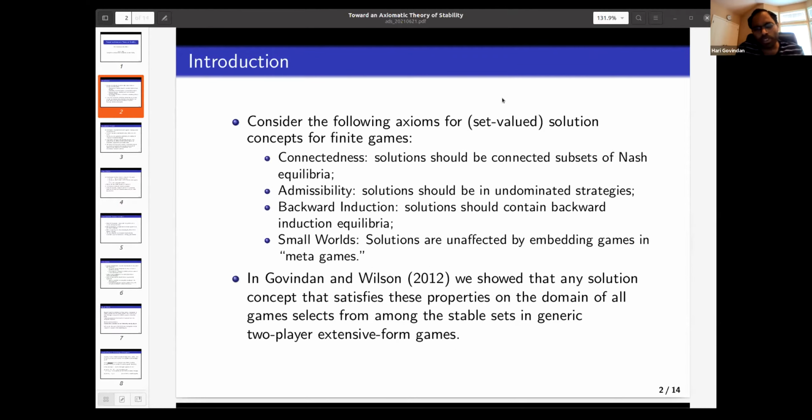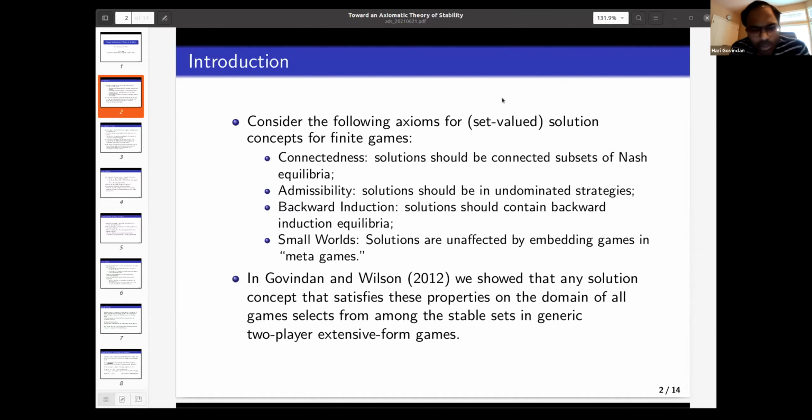So what we are after is a solution concept for finite normal form games. Think about these four axioms. The first one is just technical. A solution should be a connected set of Nash equilibria. Closed and connected. I didn't put in closed there. It should be a closed and connected set of Nash equilibria.